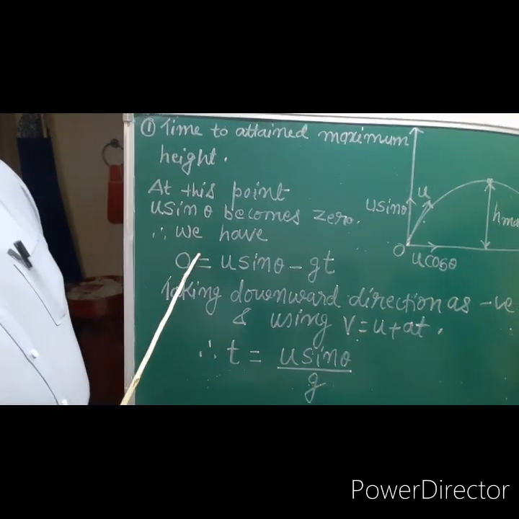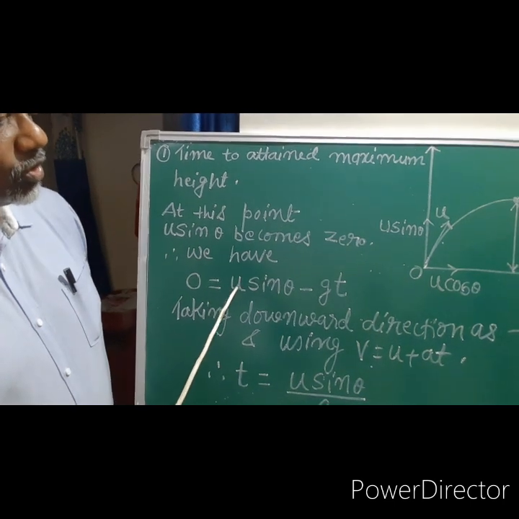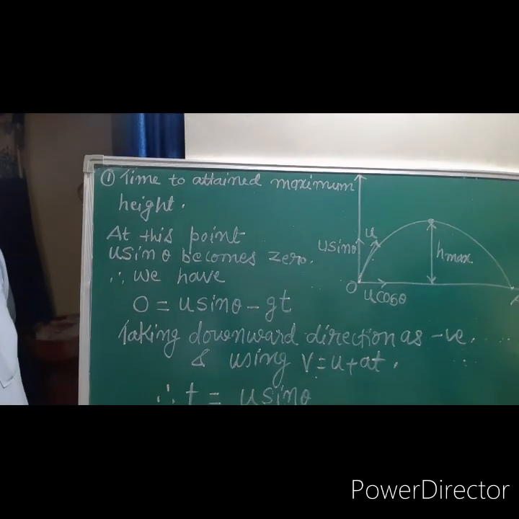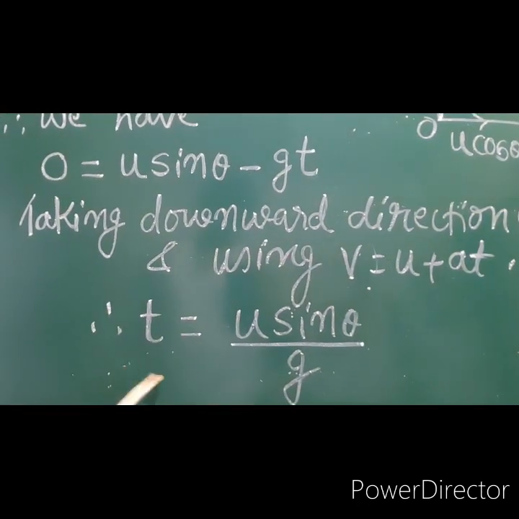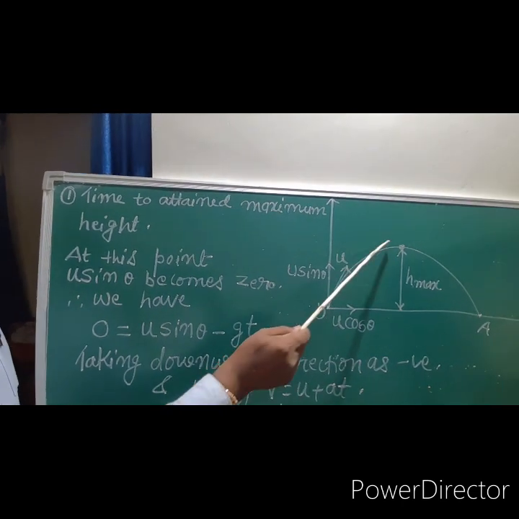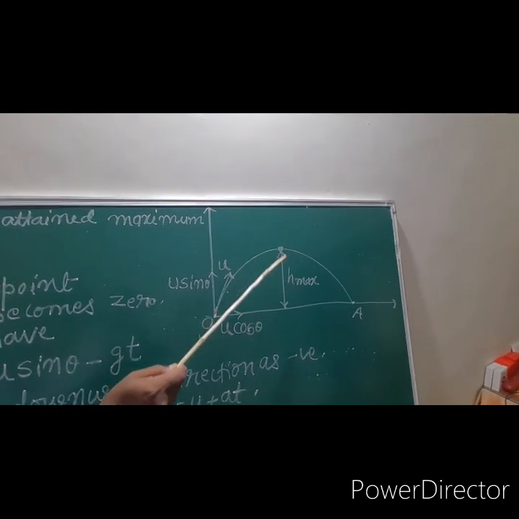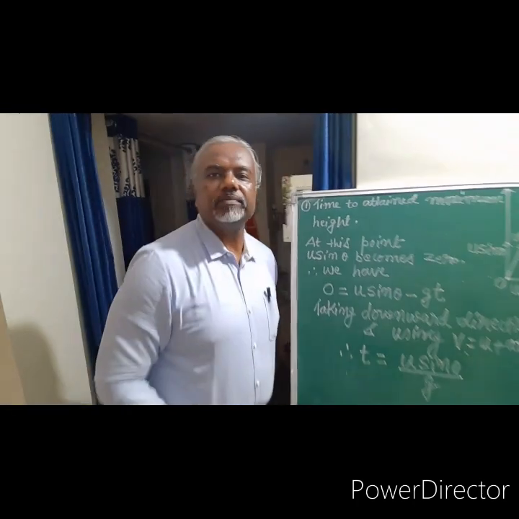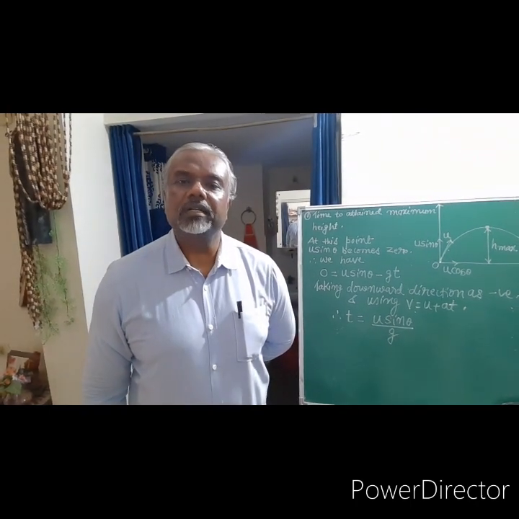So that's why, at the point of maximum height, vertical component of velocity is zero. U sine theta is initial vertical component minus gt. So t is equal to, if you simplify, u sine theta by g. What is t here? T is time to attain maximum height. So this is called time of ascending. And we know that time of ascending is equal to time of descending. The next point is the expression for time of flight.